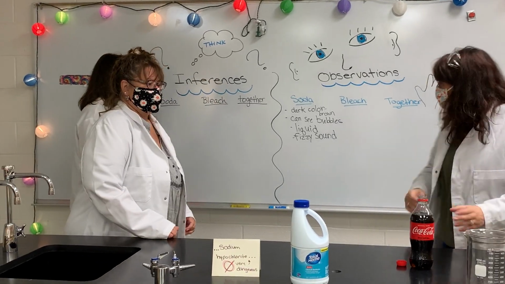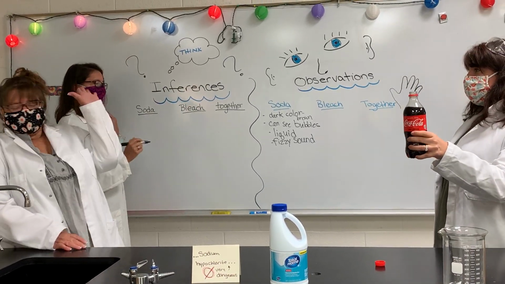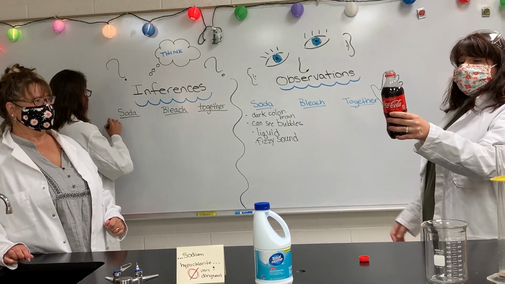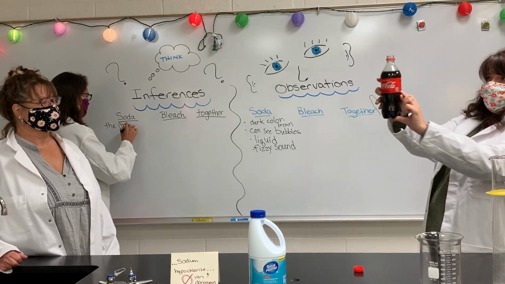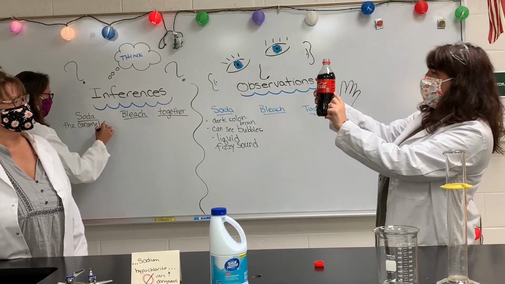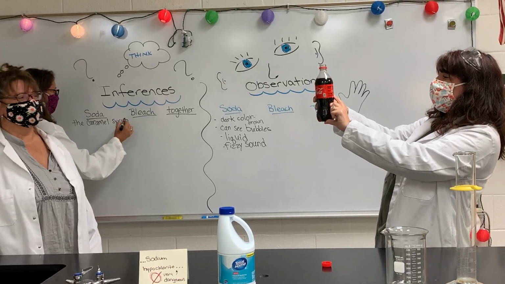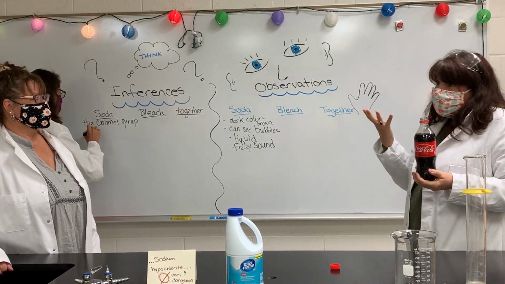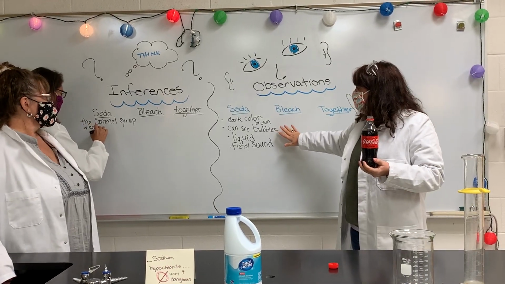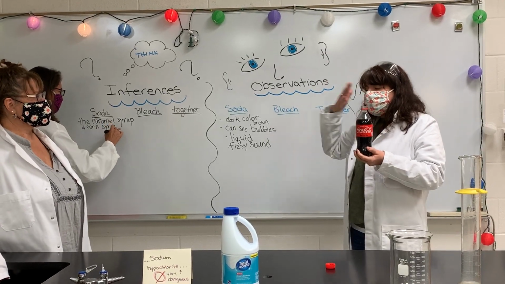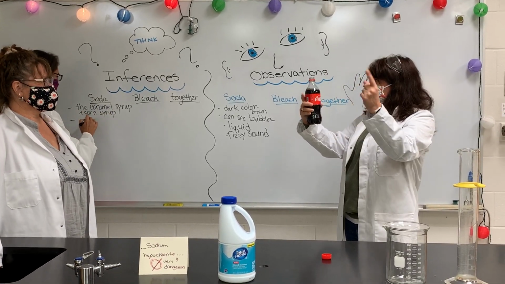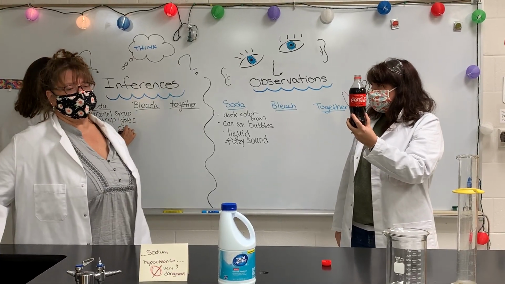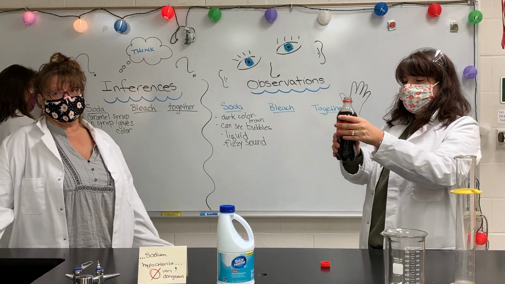So why do we think that it's a dark brown color? I think it's dark brown because of all the caramel syrup they put in it. Yes, and if we look at the ingredients, it has corn syrup and caramel color, and that's what gives it that color. We knew it was something in the ingredients that did that. We see bubbles. So what can we connect and infer about these bubbles? Well, soda is carbonated, and it gets carbonated from carbon dioxide.